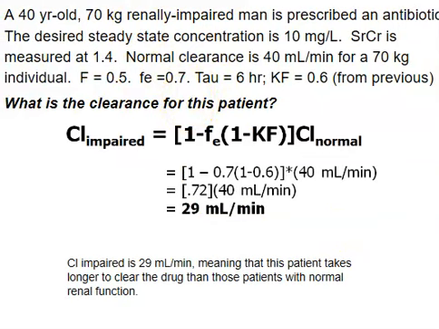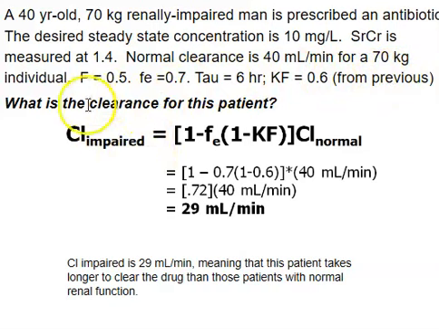Let's expand on this. The same 40-year-old, 70-kilogram renally impaired man is given an antibiotic. The desired steady-state concentration is 10 milligrams per liter, and the serum creatinine concentration is measured at 1.4. Normal clearance is 40 mLs per minute for a 70-kilogram individual. And then you've got some other pharmacokinetic parameters here: F, Fe, tau. Kidney function is 0.6 from the previous slide.